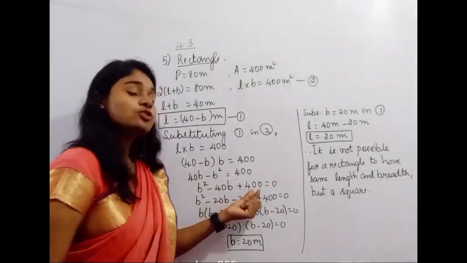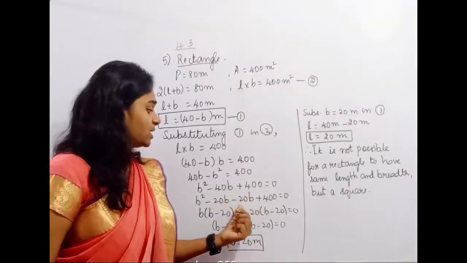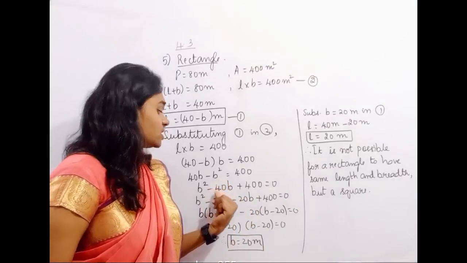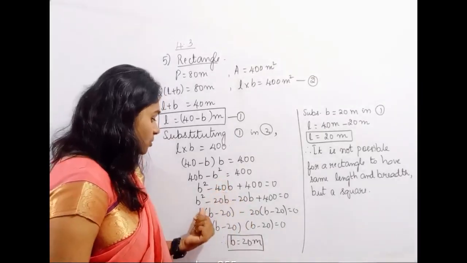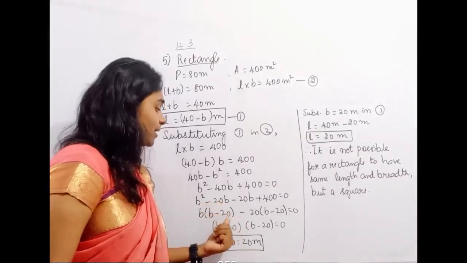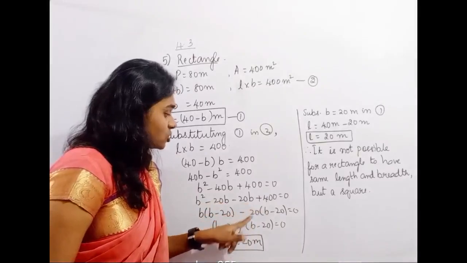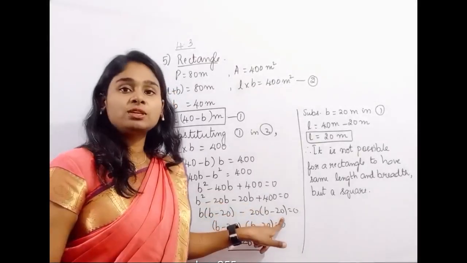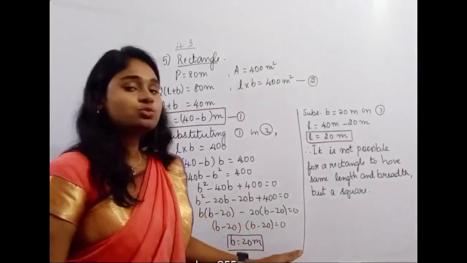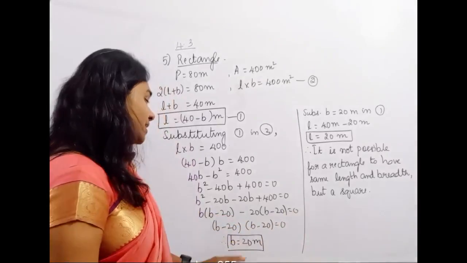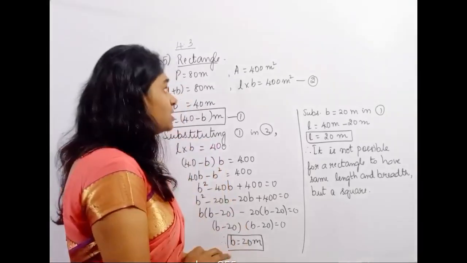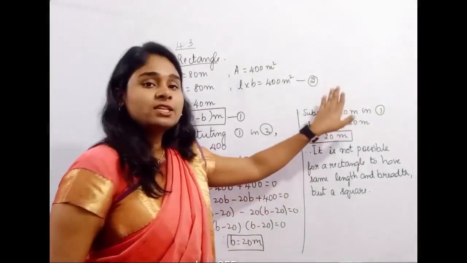Now the factors of 400 will be minus 20 and minus 20 in such a way that the middle term is minus 40. So now here considering the first two, B is common, so B out, B minus 20, and here 20 is common, so minus 20 out, into B minus 20 equal to 0. So therefore B minus 20 and B minus 20 are the factors. Equating each of them to 0, we get B is equal to 20 meter. And what is B? It is the breadth.